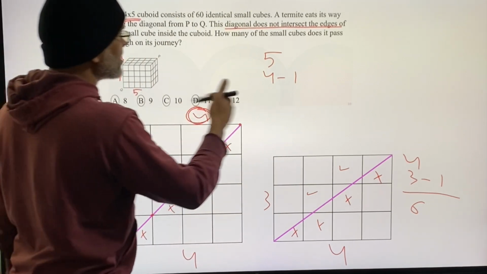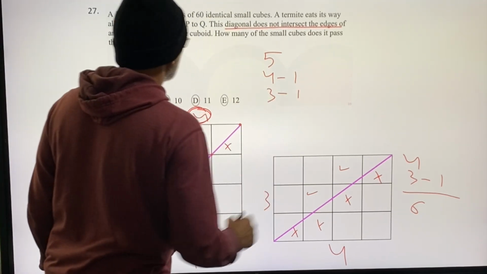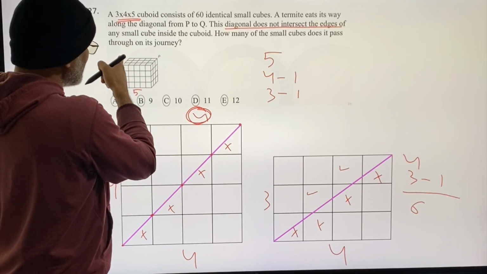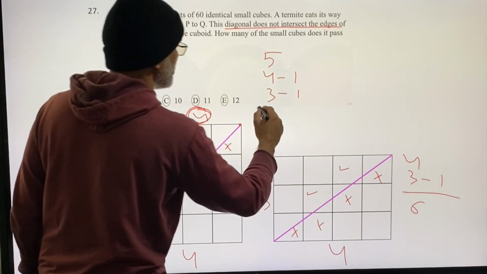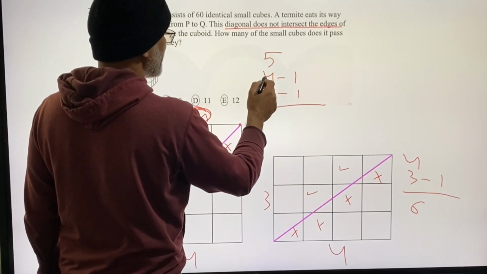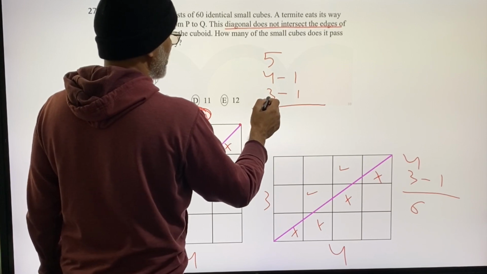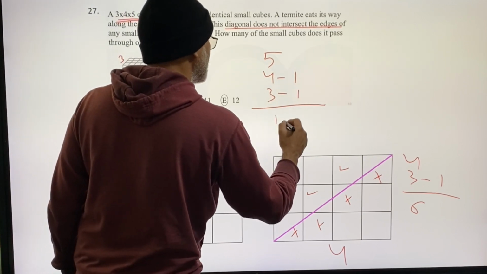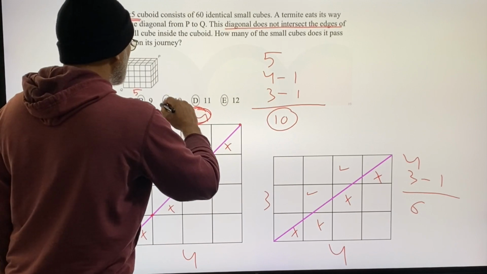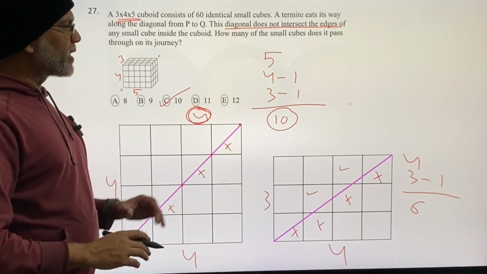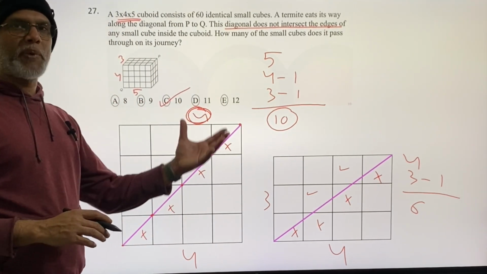And in the third dimension, same story, 3 minus 1. So whatever the dimensions are in the other 2 directions, minus 1 each. So this will lead to 5 plus 4 is 9, plus 3 is 12, minus 2 is 10. So we are going to arrive at the same answer, of course, but I thought this gives a different perspective.